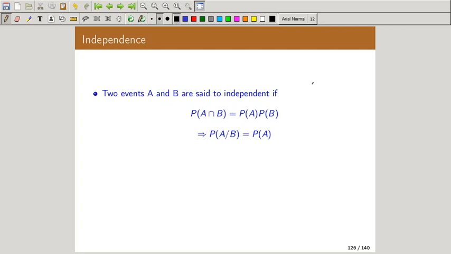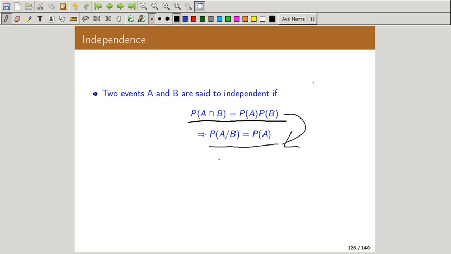So when can you say two events are independent of each other? Two events A and B are said to be independent if the probability of A intersection B is equal to the probability of A into the probability of B, or otherwise probability of A given B equals probability of A. What does it mean? Anyway, these two are related. We can derive the second one from the first one itself.